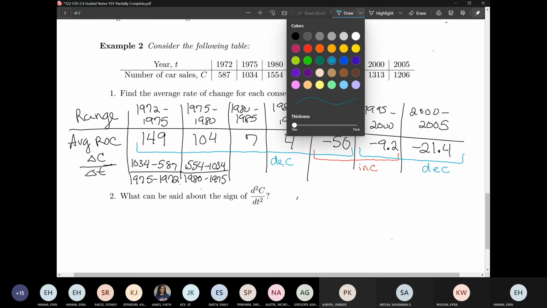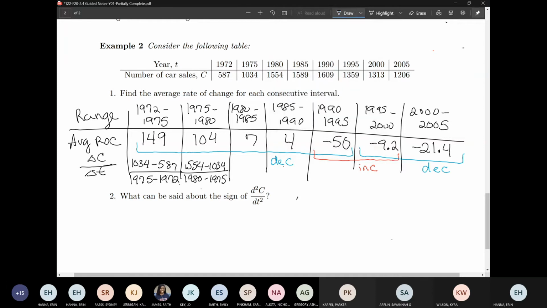So essentially what would happen here is the slopes are decreasing between 1972 and 1995. Again, it probably stops somewhere in the middle of that 1990 to 1995 range, but we don't know where, so let's just say the entire range.